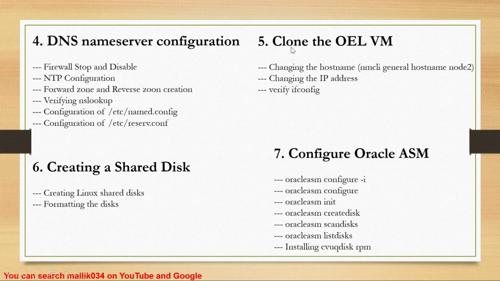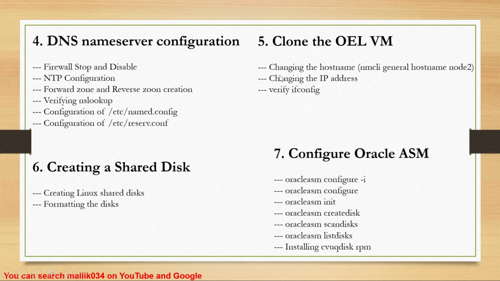And going to the fifth topic, cloning. Once you do all this setup in node 1, you can simply clone node 1 as node 2. After you clone, the host name and IP address will be the same as node 1. So you just need to change the host name to node 2 and change the IP address appropriately and verify the ifconfig.